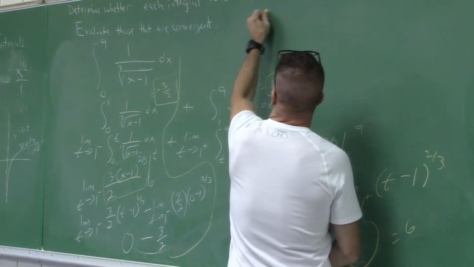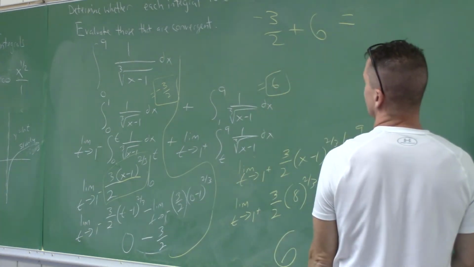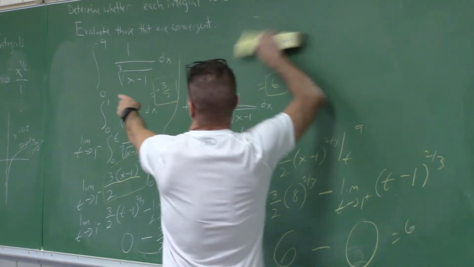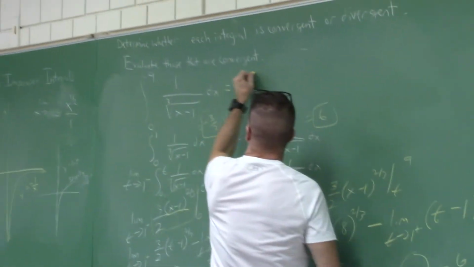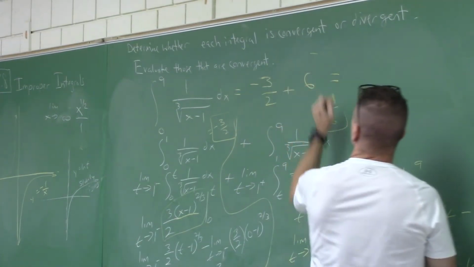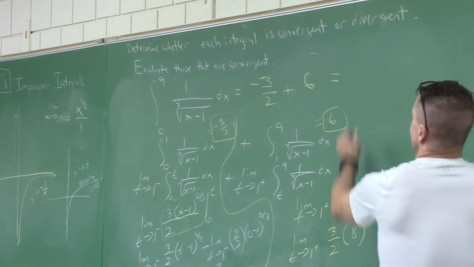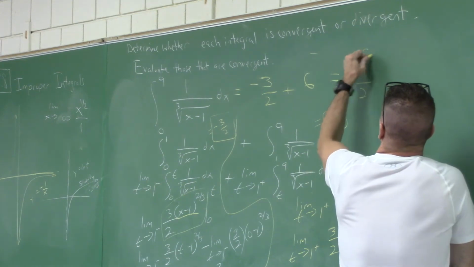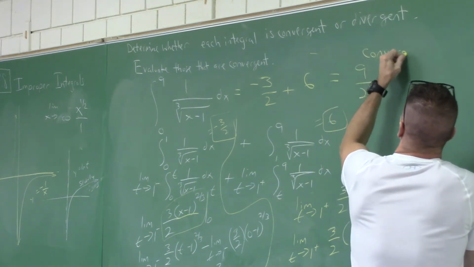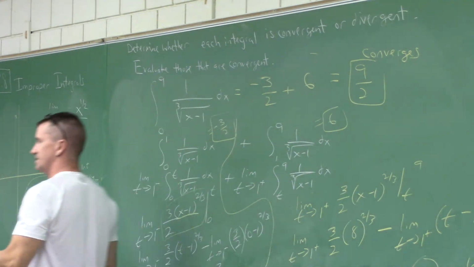I'll write it right here. What's negative 3 halves plus 6? This improper integral converges. I'll put it right next to this though. Right here. It equals negative 3 halves plus a 6, which with a common denominator is 9 halves. Converges. Pretty cool.